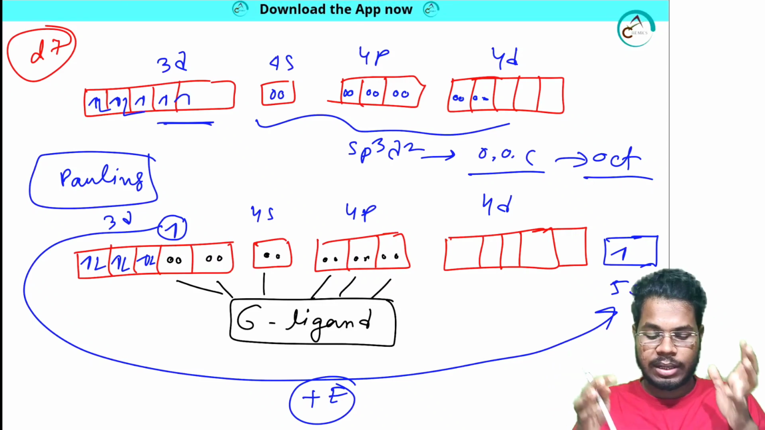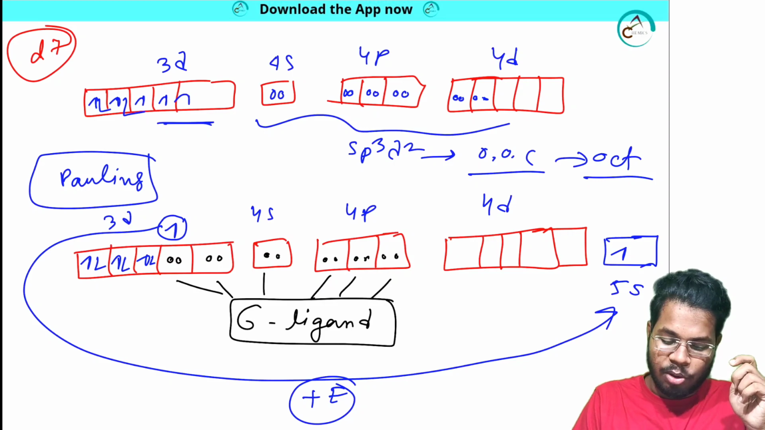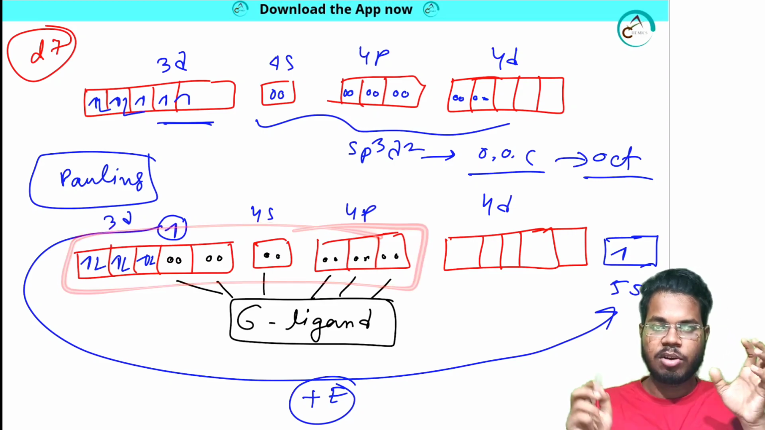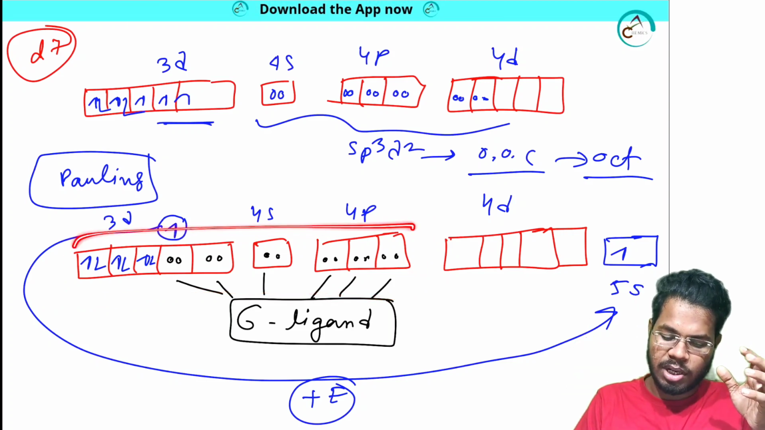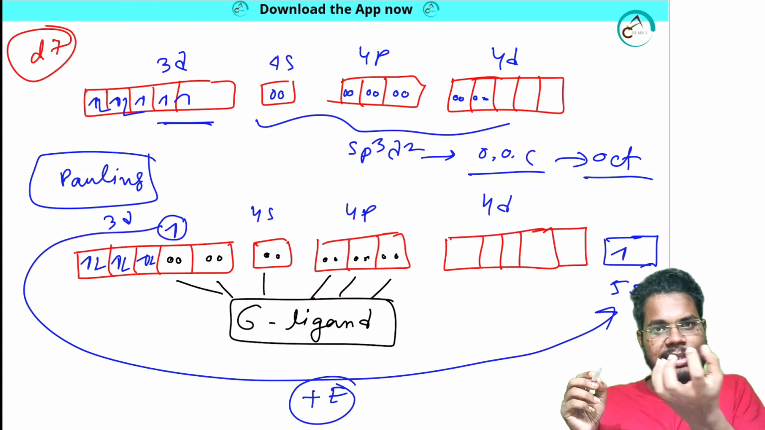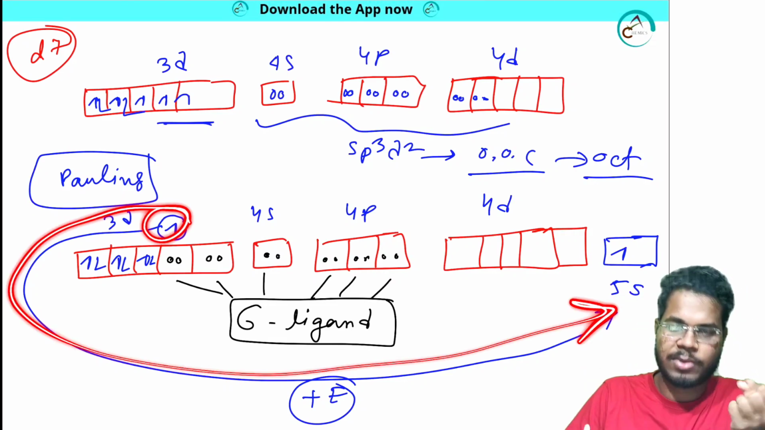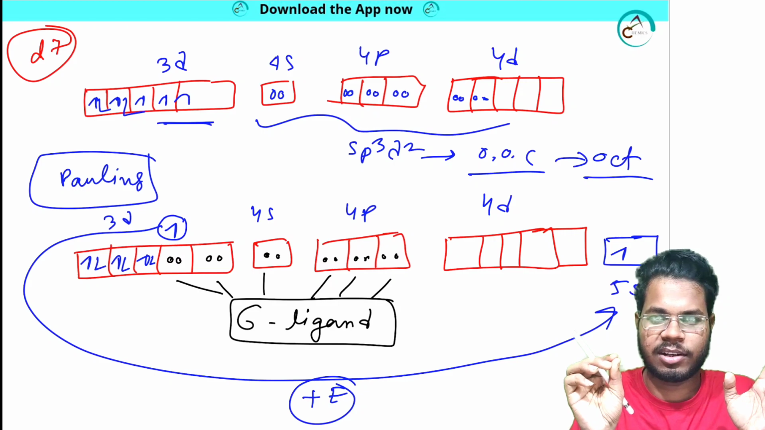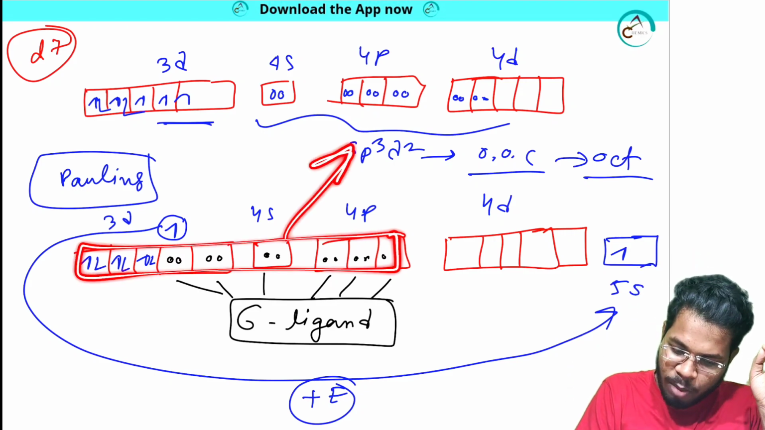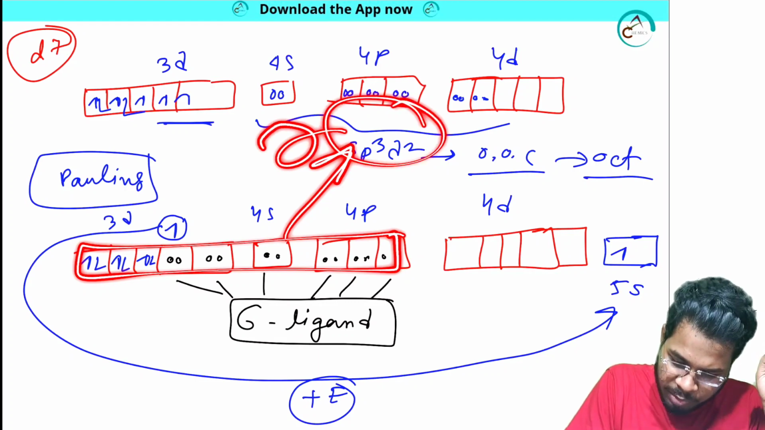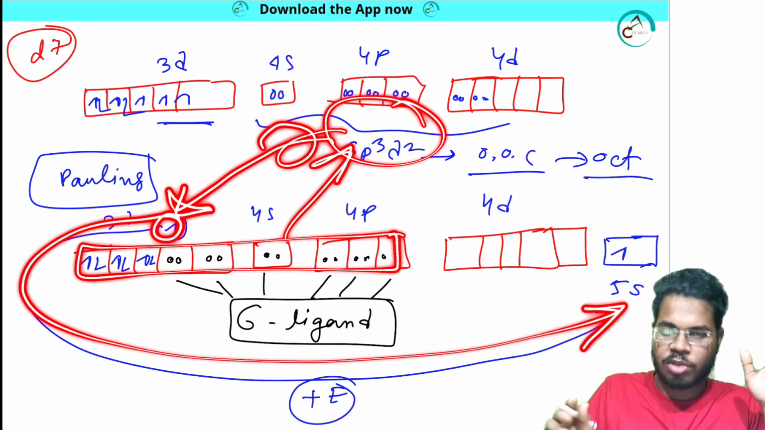Okay, whenever you are getting that, just try to imagine what is happening whenever metal-ligand bond formation is occurring. Whatever energy the metal and ligand release during bond formation, from this energy, some amount of energy will be accepted by this electron and go to the 5s orbital. Just try to imagine this factor.